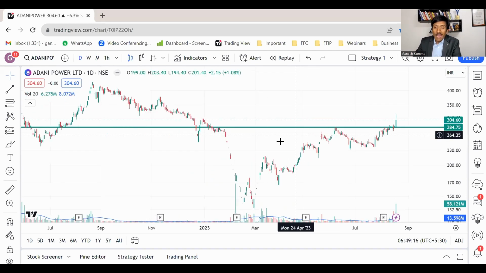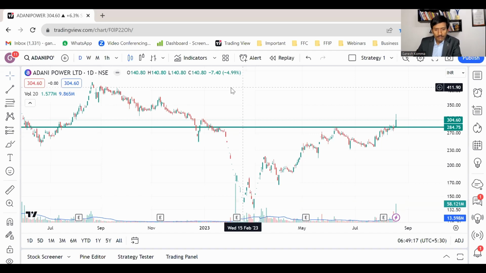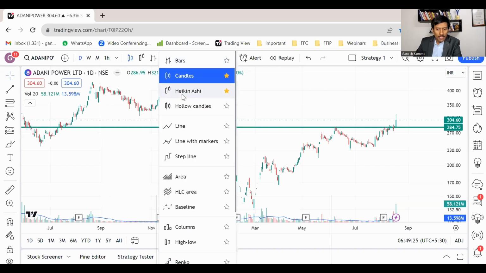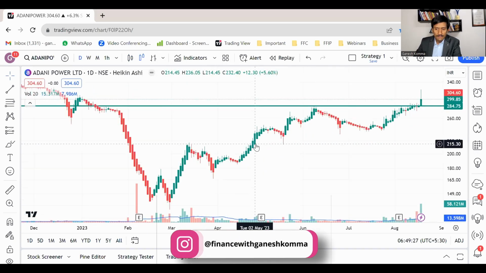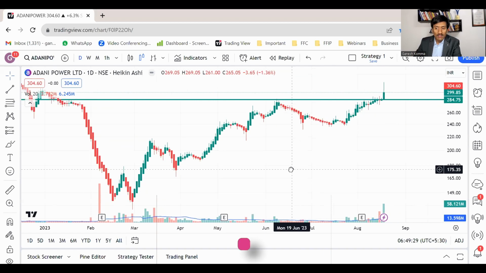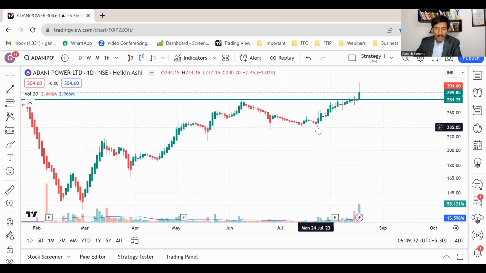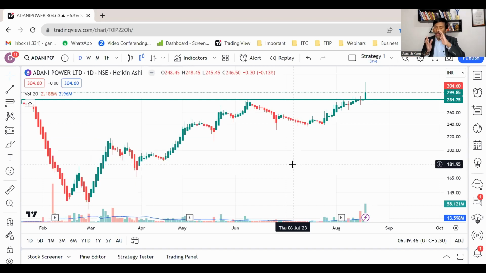As I am observing this, what I will do is go to my Heikin Ashi. What is Heikin Ashi telling you? Almost from 25th July, we are on 21st August, almost in 1 month, Adani Power is looking good. I want you to shift between two windows.